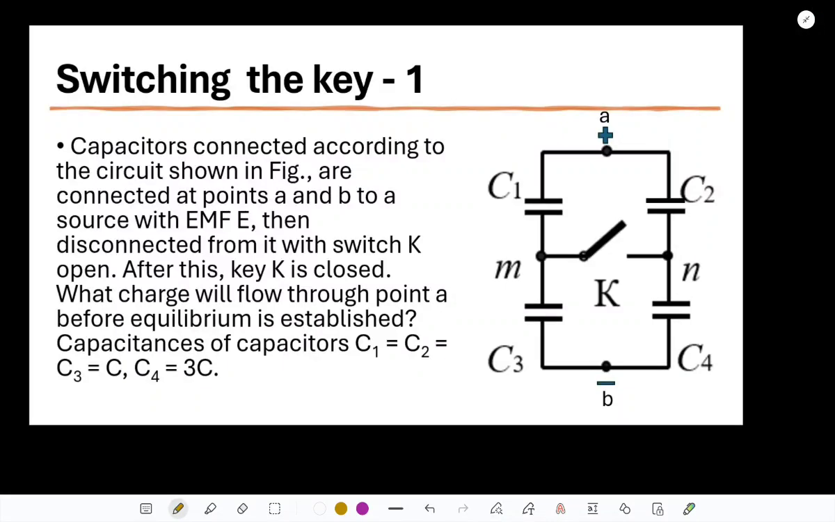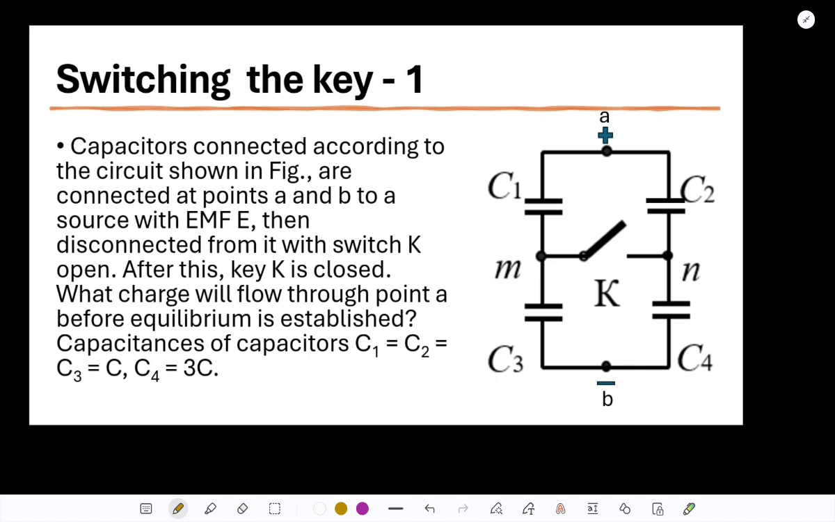And welcome again. There is one more problem we are going to solve. It's just switching the key, or shifting it from one position to another. There is one more kind of problem, and you can see here.